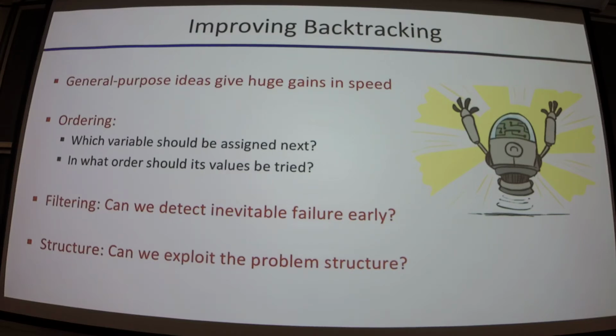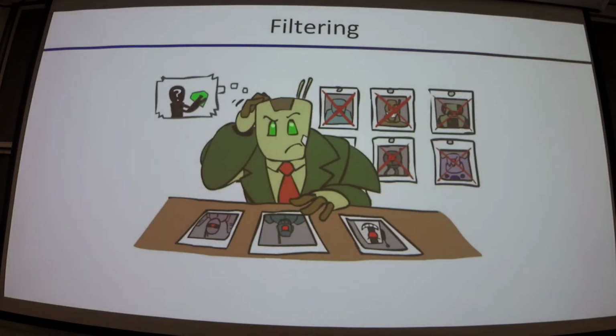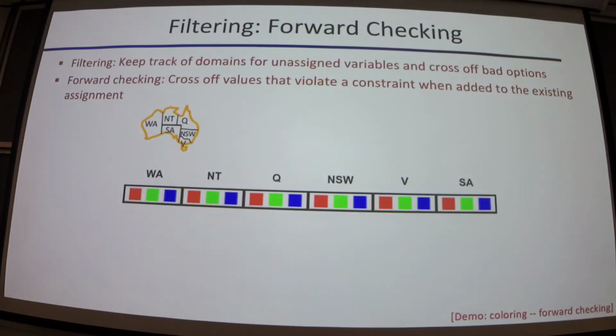Okay, so let's talk about the second one of these, filtering. So the first idea is forward checking. This is the first kind of filtering we're going to talk about. Basically, we're going to keep track of domains for unassigned variables and cross off bad options, right? So we're going to cross out values that violate a constraint when they're added to the existing assignment.